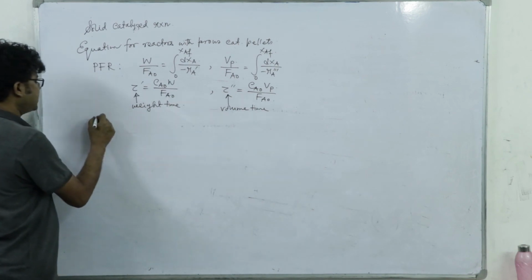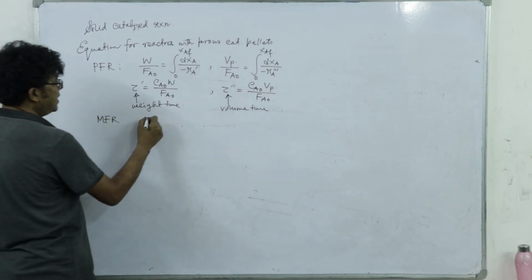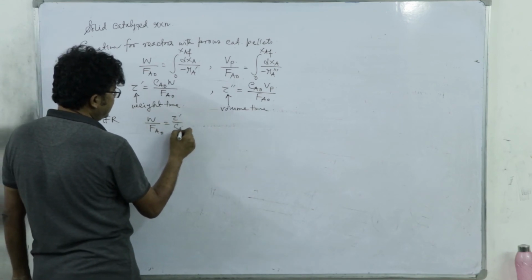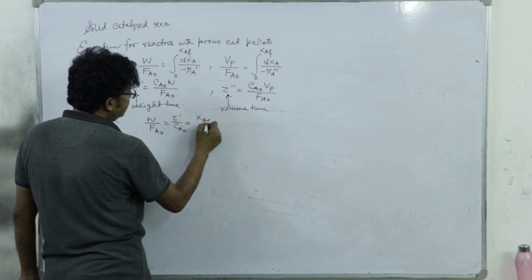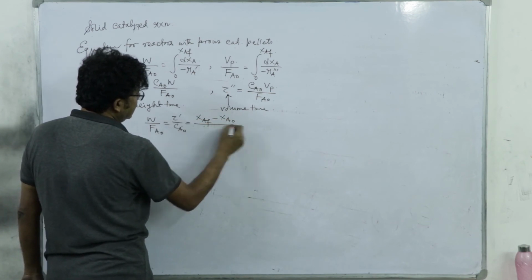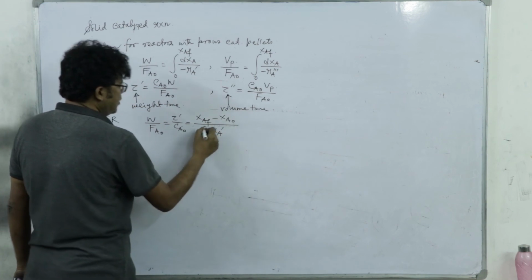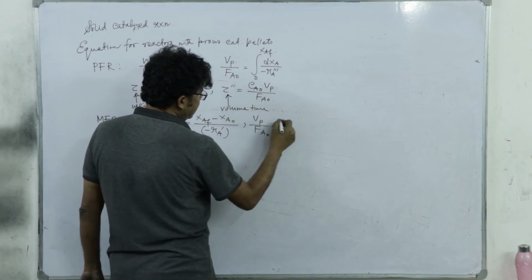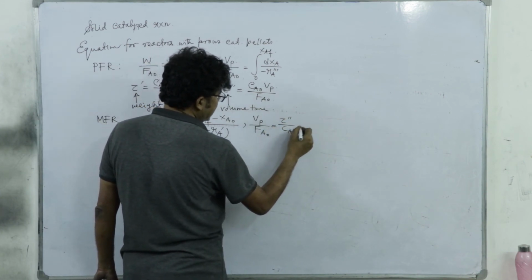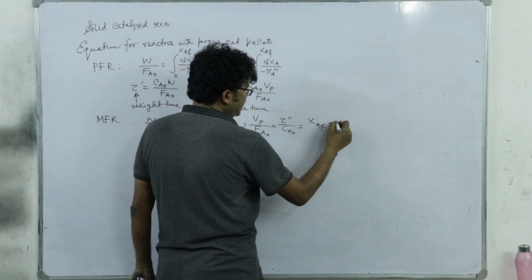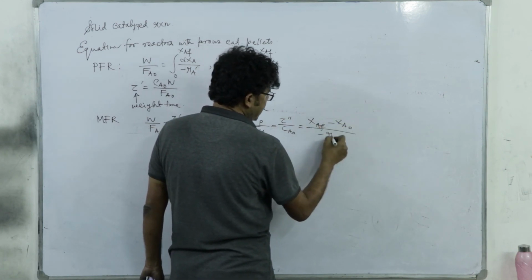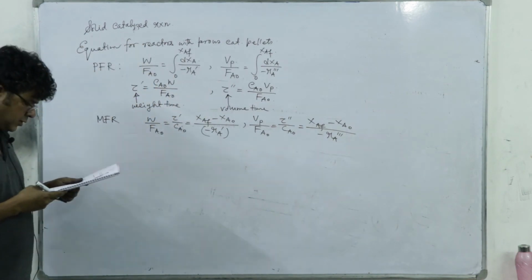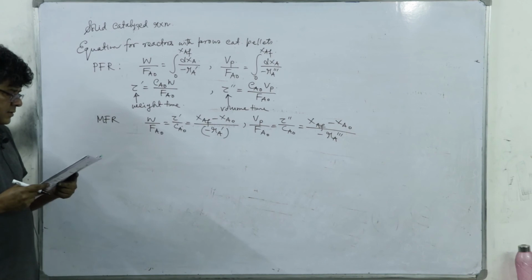Now, for the mixed flow reactor, similarly we have W divided by Fa naught equal to tau prime divided by Ca naught equal to XAF minus XA0 divided by minus Ra prime, or alternatively Vp divided by Fa naught is equal to tau double prime divided by Ca naught is equal to XAF minus XA0 divided by minus Ra triple prime. Very similar to the plug flow reactor and mixed flow reactor.